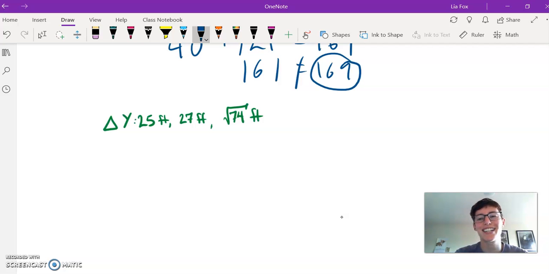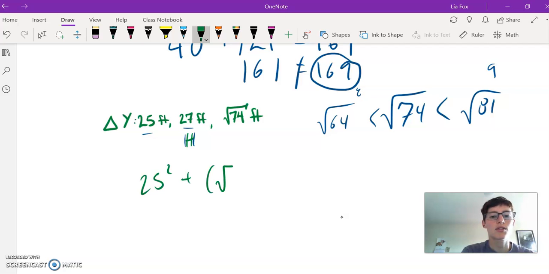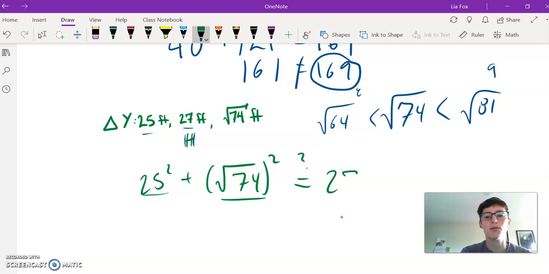Okay, here we go again. Square root of 74 has to be between the square root of 81, that's 9, and the square root of 64, that's 8. These are much bigger, so this guy's my hypotenuse. I need to switch to green, because that's the way it goes. Hypotenuse. Okay, so that means I have 25 squared plus 27 squared. Again, I'm just plugging in leg. How does it interact with hypotenuse? Let's find out. 25 squared is 625.